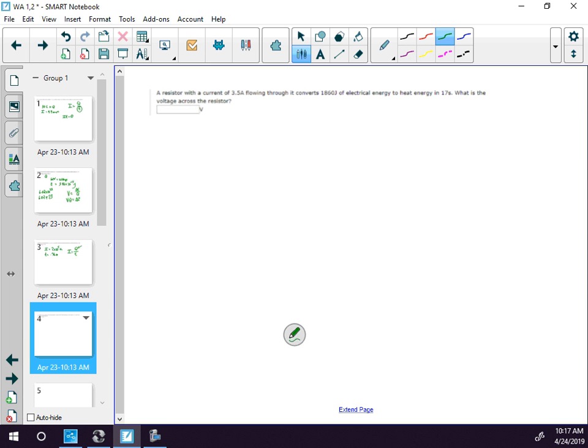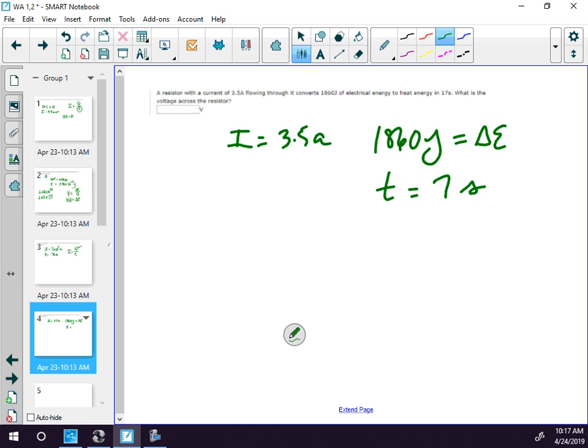Next, a resistor with a current of 3.5 amps flowing through. Okay, really tough to see here. But my current, I'm going to guess that says 3.5 amps. Maybe it doesn't. Who knows? And then what's that number? Oh, heck, I don't know. I'm going to guess that's what the number says on the top. If it doesn't, just work with me here. So it converts that many joules of electrical energy to heat energy. Then you're given a time of 7 seconds. What is the voltage across the resistor?